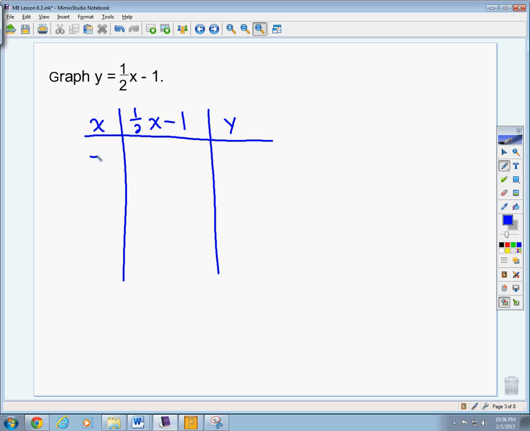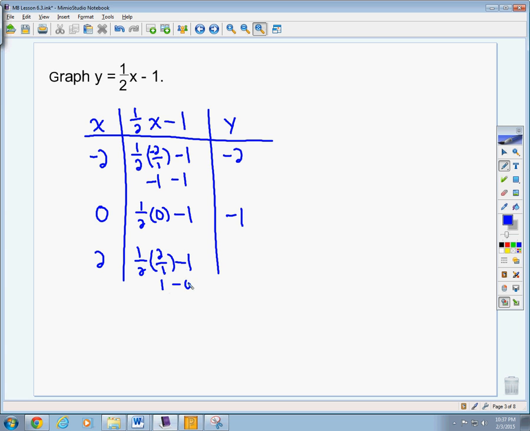If you remember, I had to use -2 to start, so I'm going to go 1/2 times -2. I'm going to write it as -2/1 minus 1. These all cancel out to give me -1 minus 1, and I get a -2. If I input a 0, I get 1/2 times 0 minus 1. And again, don't stress out why I'm doing this. I just want to show you that we can represent functions in different ways. Again, all things we've done before. 1/2 of 0 is 0. 0 minus 1 is a -1. And 2: 1/2 of 2 minus 1, that ends up being 1 minus 1, which is 0.